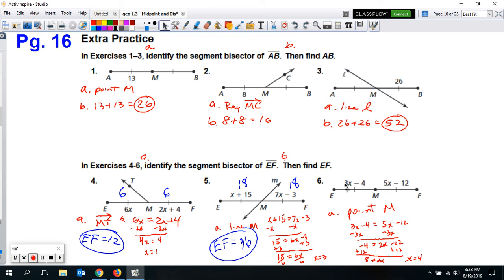If I plug it into this one on this side over here, 3 times 4 is 12, and 12 minus 4 is going to give me 8. So if this side is 8, then the other side we know is 8 also. 8 plus 8 is 16 for the segment EF. So a little segment addition to find the whole segment. All right, let's move on to the next part.